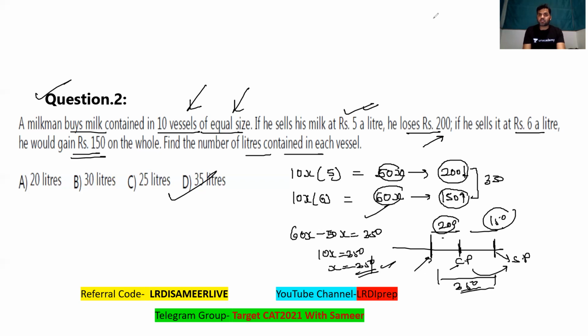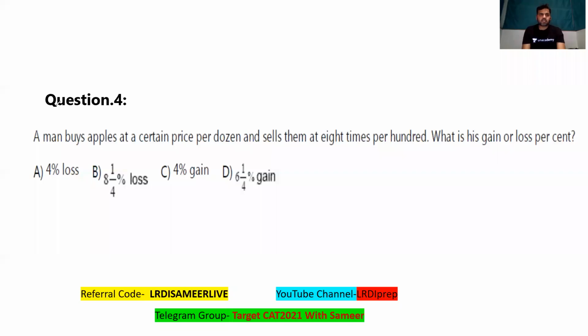Let's move on to the next question. So guys, here is question number 4. It says a man buys apples at a certain price per dozen and sells them at 8 times per 100. What is the meaning of this statement?